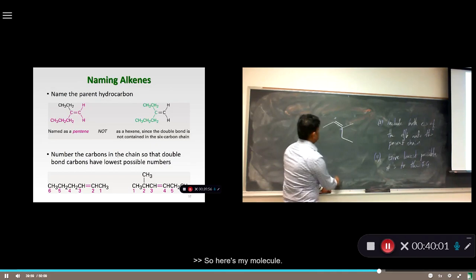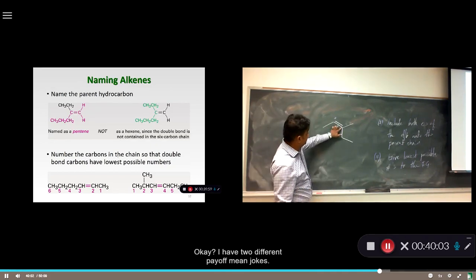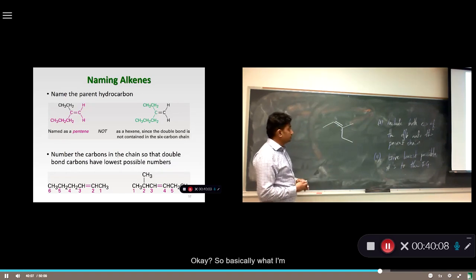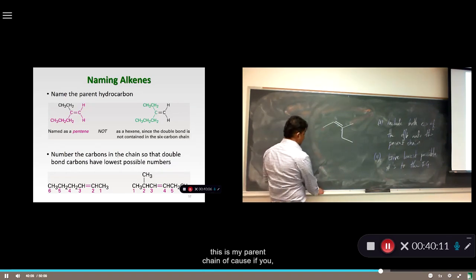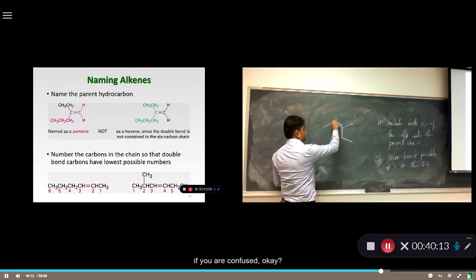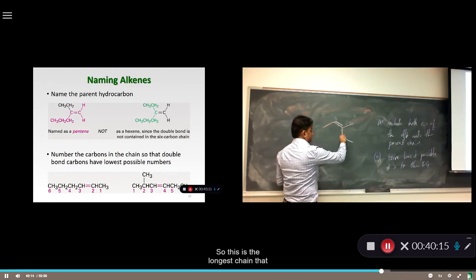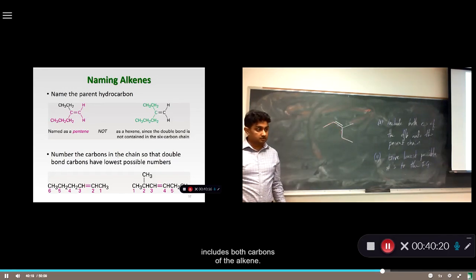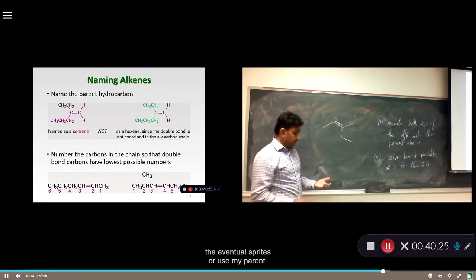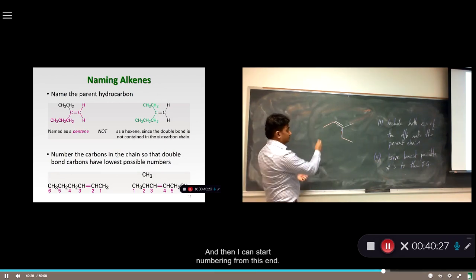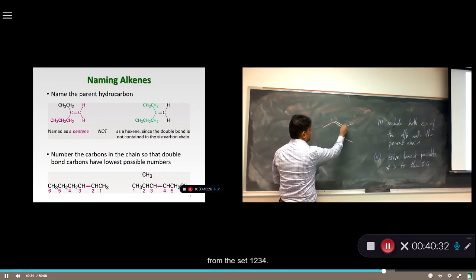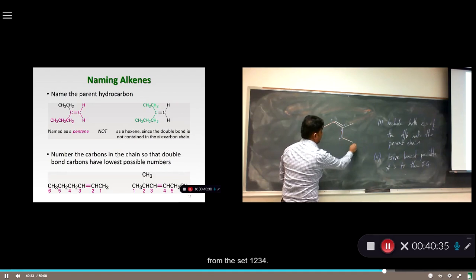So here is my molecule. Okay, I have two different chalks. Okay, so basically what I'm trying to do is I'm going to name this. This is my parent chain, of course, if you are confused. Okay, so this is the longest chain that includes both carbons of the alkene. Okay, both double bonded carbons, right? So here is my parent, and then I can start numbering from this end. So I'm going to use my purple color, and then I'm going to start numbering from this end. 1, 2, 3, 4, 5.